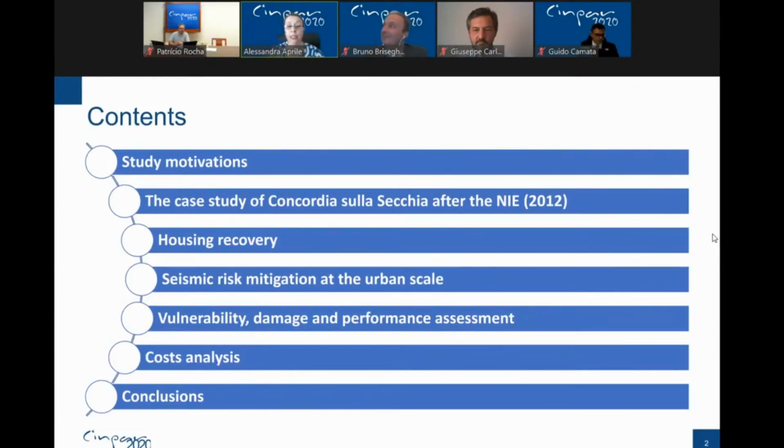I will show the case study of Concordia sulla Secchia, a town that was severely hit by the Northern Italian earthquake. I will talk about housing recovery, seismic risk mitigation at the urban scale, vulnerability, damage and performance assessment, and finally, cost analysis.